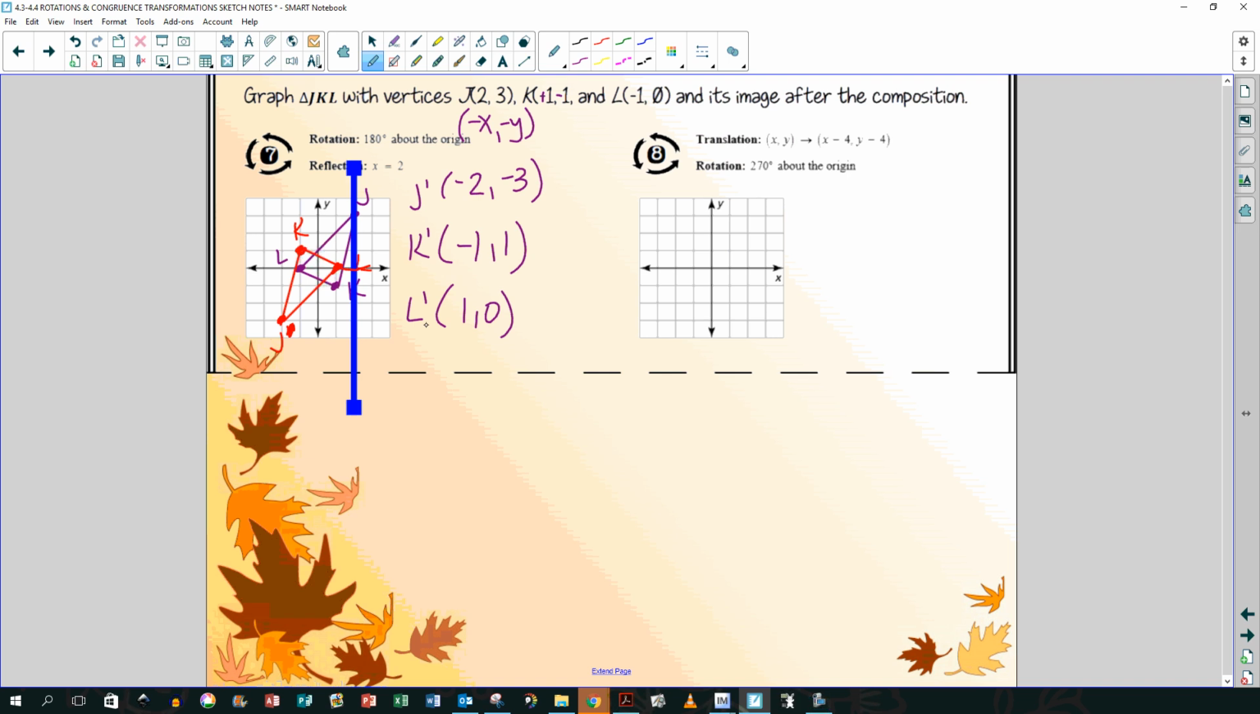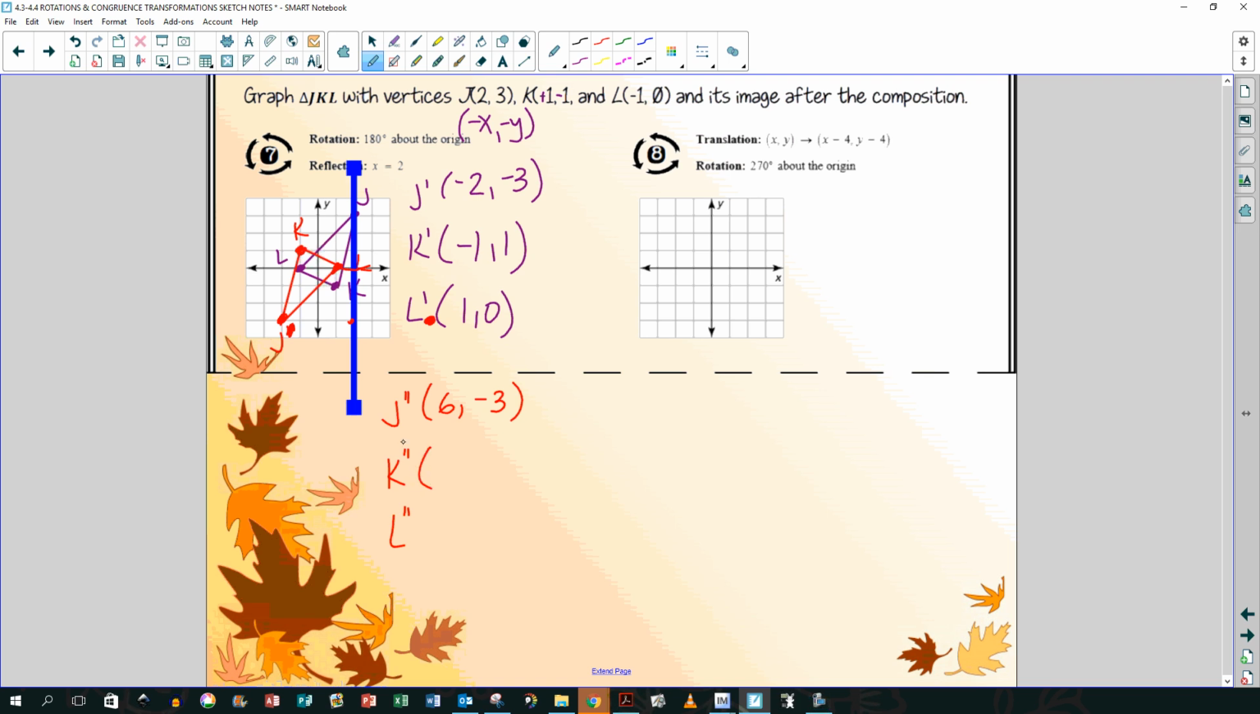So reflecting is maintaining distance. So J double prime, K double prime, L double prime. So point J is down here. So I'm 1, 2, 3, 4 units away. So I need to be 1, 2, 3, 4 units away. So I'm going to be out here. Well, this is at 2, 3, 4, 5, 6. So my x value is 6. The y value is going to stay the same though, so it's still going to be -3.